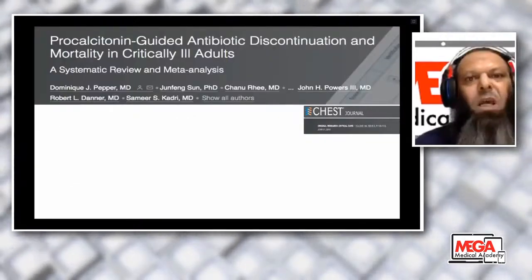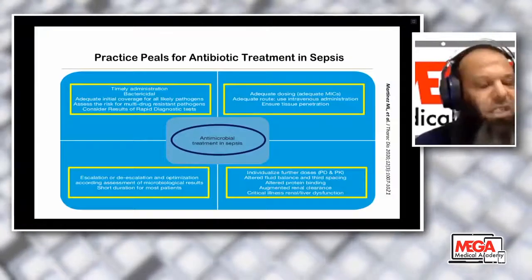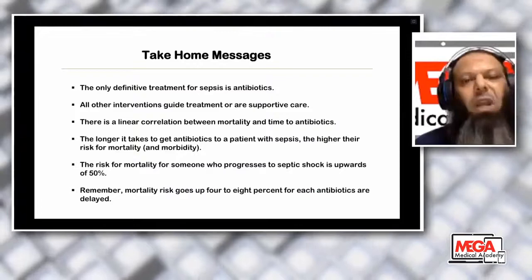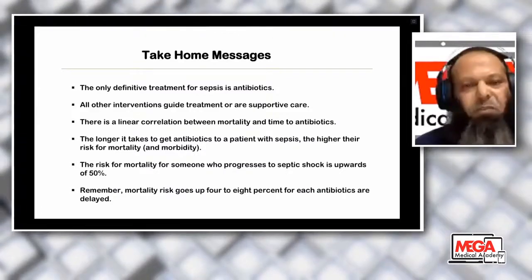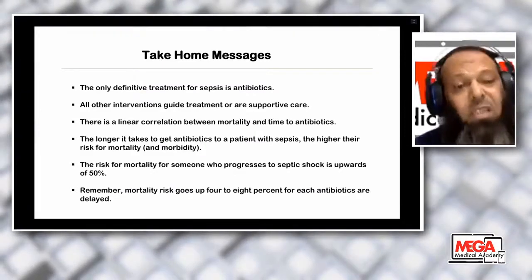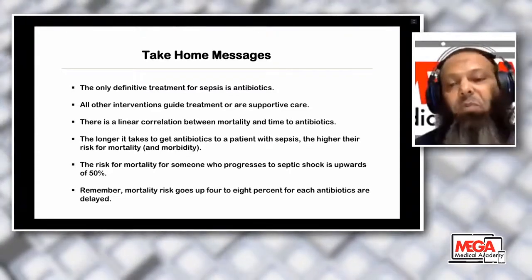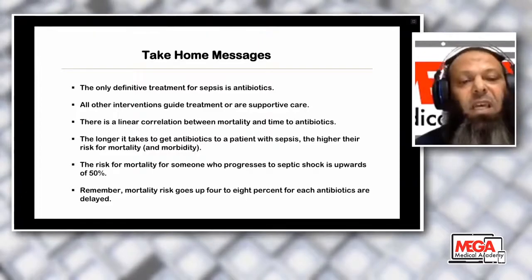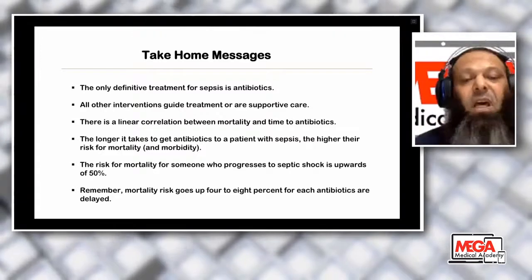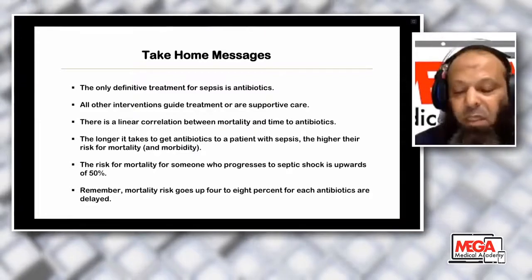Okay. Time, please. So just to have some take-home messages with the next 3 slides: the only definitive treatment for sepsis is antibiotics. All other interventions are supportive care. There is no linear correlation between mortality and time to antibiotics, as we mentioned. It's still debatable. The longer it takes to get antibiotics to a patient with sepsis, the higher their risk of mortality and morbidity. The risk of mortality for someone who progresses to septic shock is up to 50%. And remember, the mortality risk goes up by 8% for each antibiotic delay.